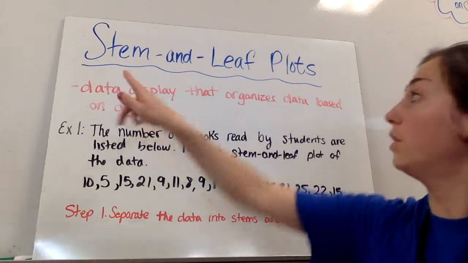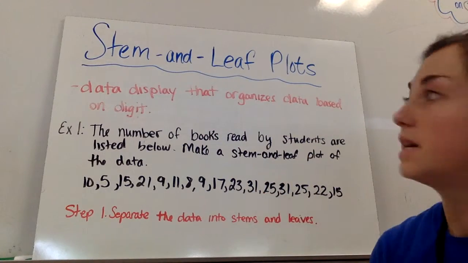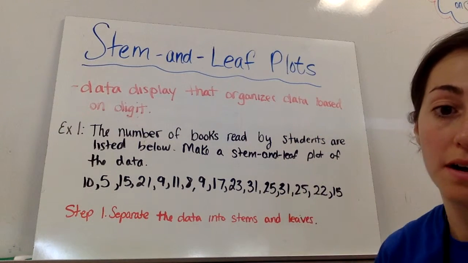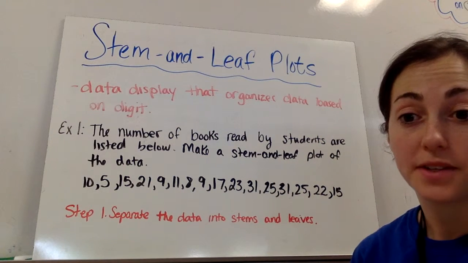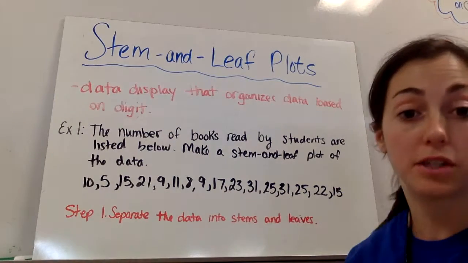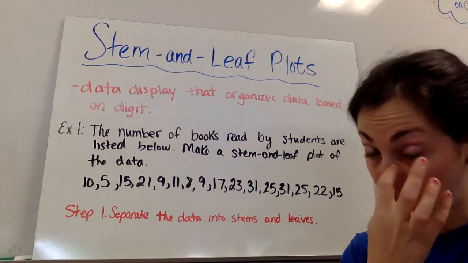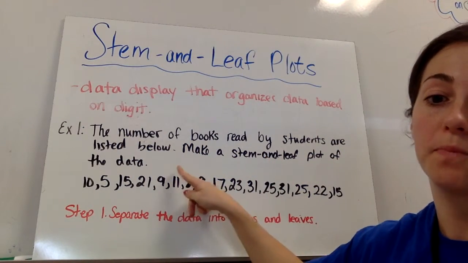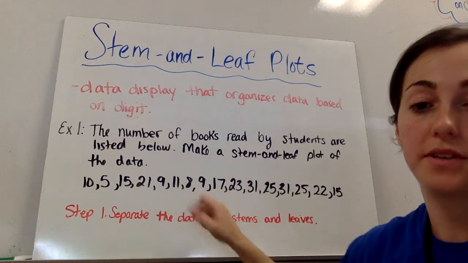Hey guys, today we are learning about stem and leaf plots. It's a data display that organizes data based on the digit. Just like bar graphs are data displays, stem and leaf plots are data displays. Here's an example. The number of books read by students are listed below. Make a stem and leaf plot of the data.